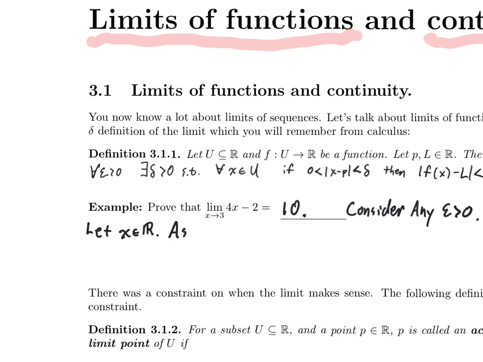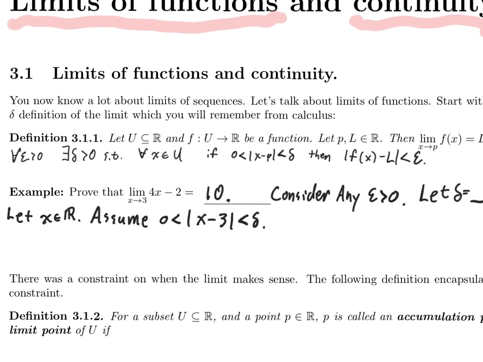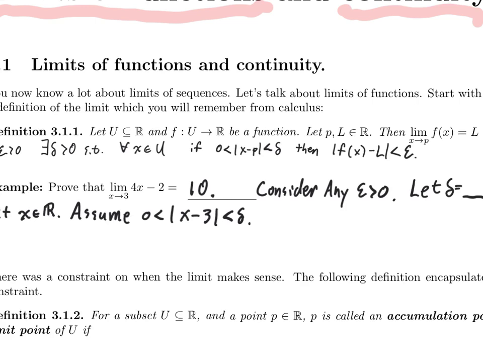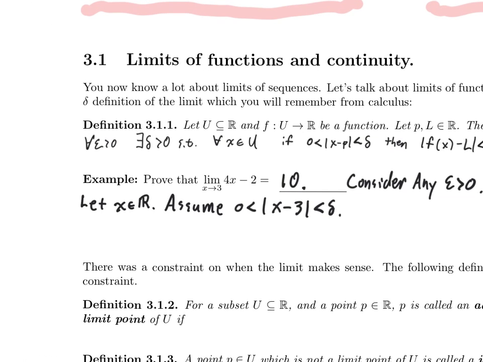So let's assume 0 is less than the absolute value of x minus p. So that's x minus 3 is less than delta. I want to show that the absolute value of f of x minus L is less than epsilon. What is f of x? Well, I'm interested in this function. What is L? Well, there's the alleged limit. So I need to show that this minus 10 is less than epsilon. So let's try to do that.